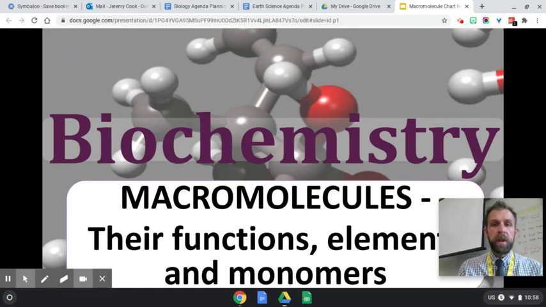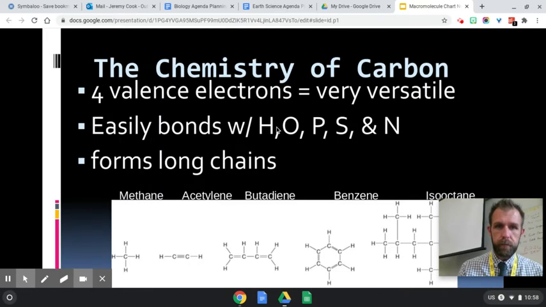All right, so the big chunk of our biochemistry unit is macromolecules. If we break down this word, macro means big, and molecules are things made of atoms. So we have big molecules, and essentially that is what it is. We're going to talk about what the four main macromolecules are, what elements make them up, what the monomers or building blocks that make them up are, and what they do.